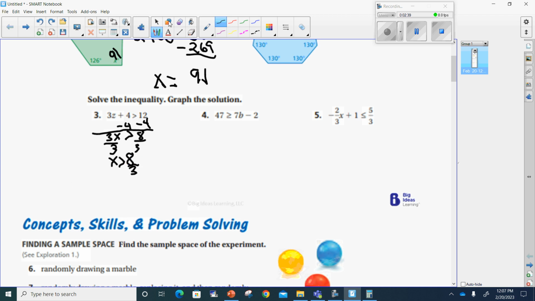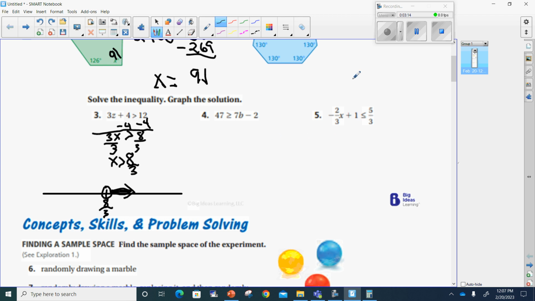So if I'm making a number line, I'll put one here. If this is 0, I don't even need to put that 0 down, really. I just need to put 8 over 3 there. And since x is bigger than 8 over 3, first of all, I'm going to put an open circle because it does not include it. It doesn't have a line under it. And I'm going to shade in all the numbers that are bigger than 8 over 3, and that's really all I need to do.